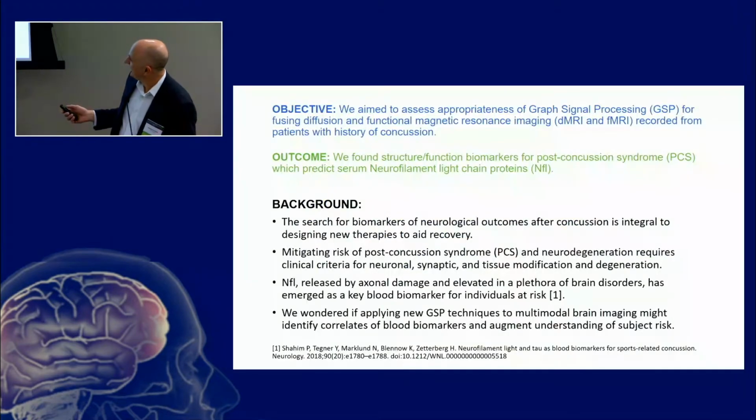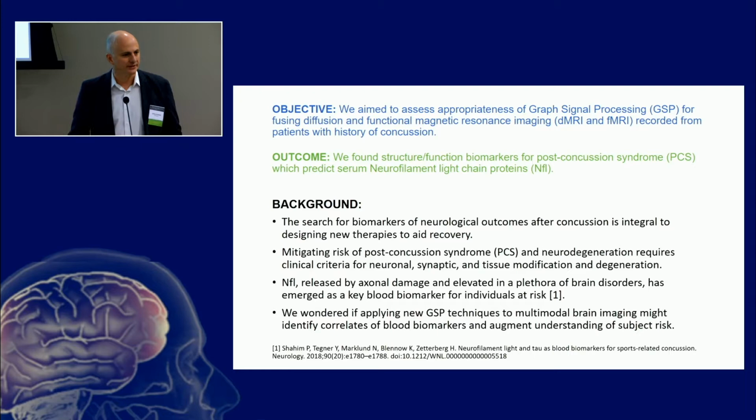The objective for this study was to assess the appropriateness of what's called graph signal processing, or GSP, for fusing diffusion and functional magnetic resonance imaging. One is a structural measure of brain connectivity, and the other is a functional measure of the bold signal. These were recorded from patients with a history of concussion, and the outcome, I'll tell you up front, was that we found that structure-function biomarkers derived from GSP are appropriate for categorizing post-concussion syndrome patients from healthy controls.